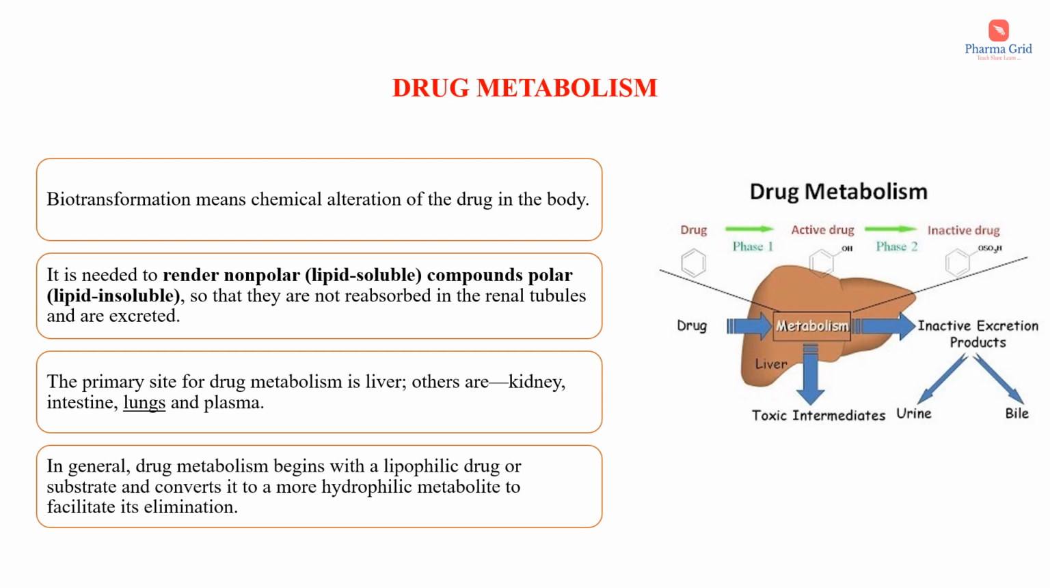The primary site for drug metabolism is the liver, others are kidney, intestine, lungs and plasma. In general, we can say that drug metabolism begins with a lipophilic drug or substrate and converts it to a more hydrophilic metabolite to facilitate its elimination.